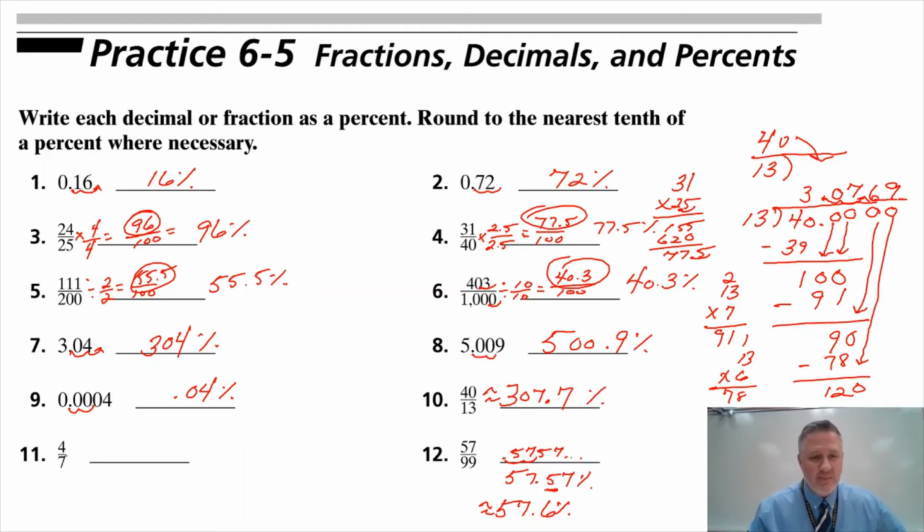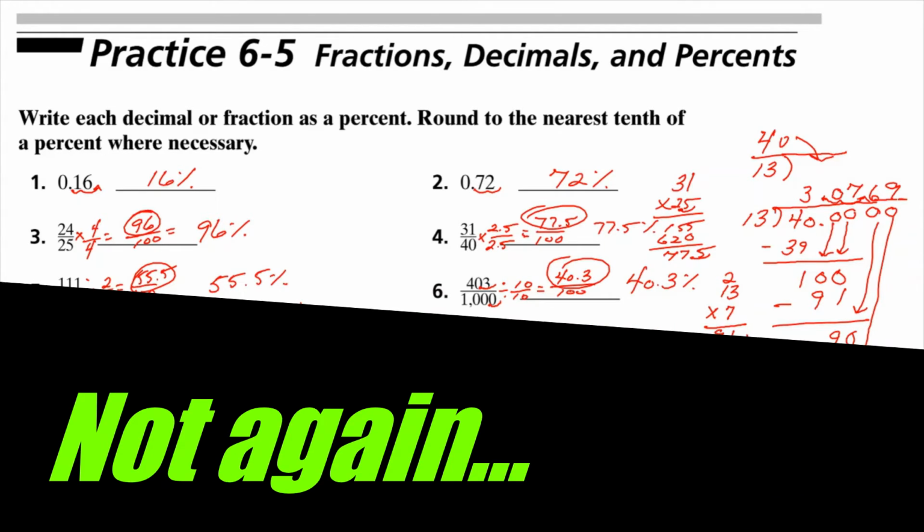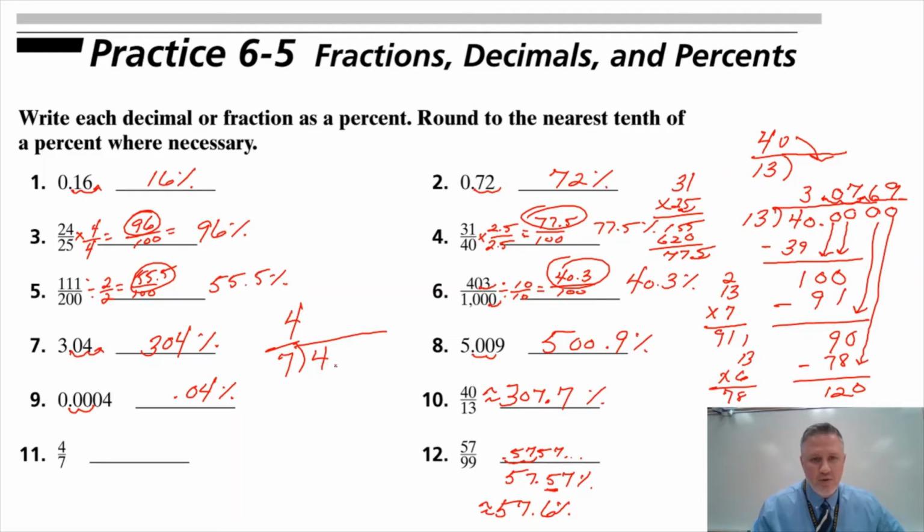4 sevenths is going to be easier because 4s and 7s are easier to deal with. So let's do this one. 4 sevenths. Okay, I've got the 4 jumping into the pool, right? So here we go. 4 is the same thing as 4.0. So how many times can 7 go into 40?